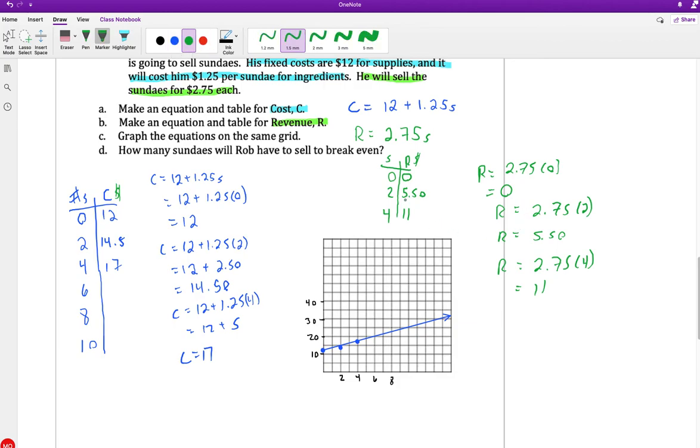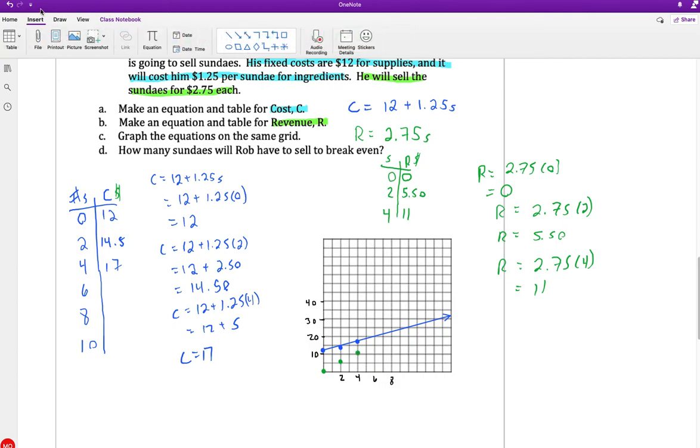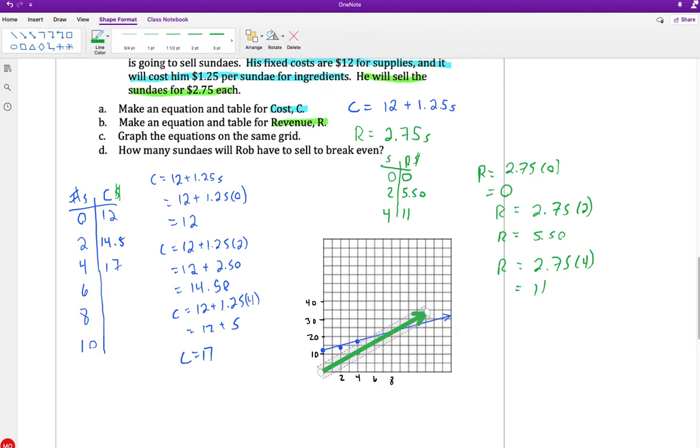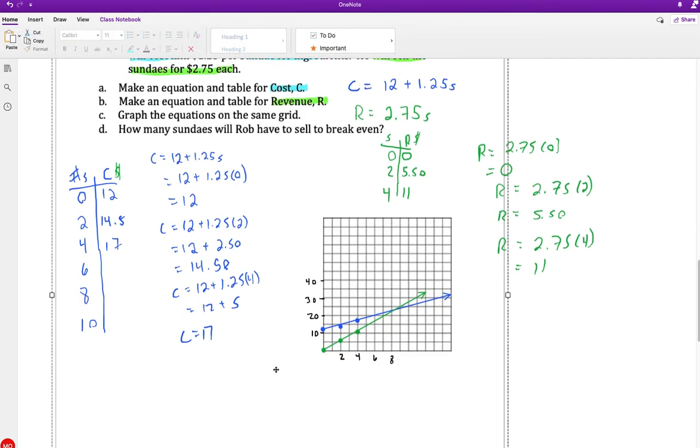So let's plot our points. 0, 0, right in the corner. 2, 5.50, so just above there. And 4, 11, just above there. Now let's insert our line. There we go.